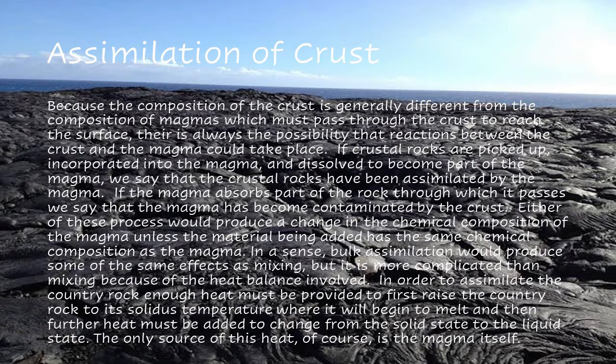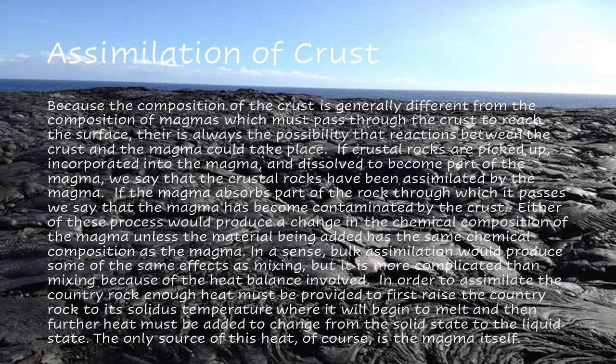If the magma absorbs part of the rock through which it passes, we say that the magma has become contaminated by the crust. Either of these processes would produce a change in the chemical composition of the magma, unless the material being added has the same chemical composition as the magma. In a sense, assimilation will produce some of the same effects as mixing, but it is more complicated than mixing because of the heat balance involved.